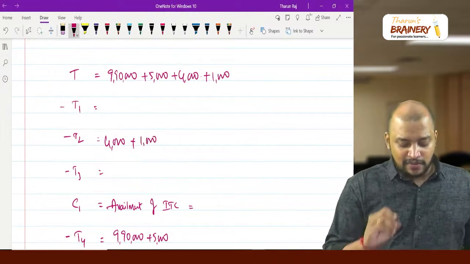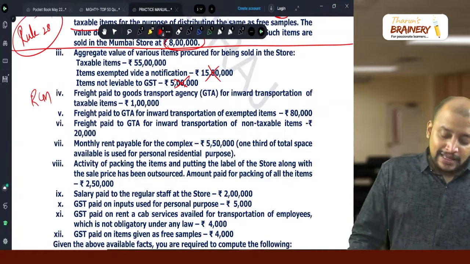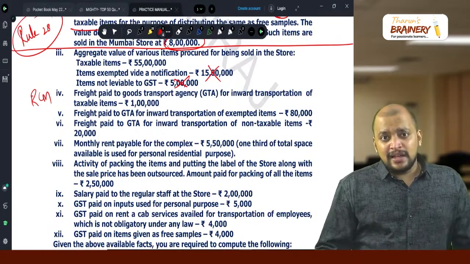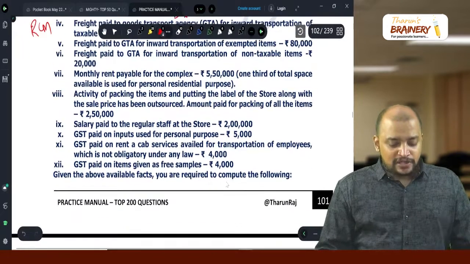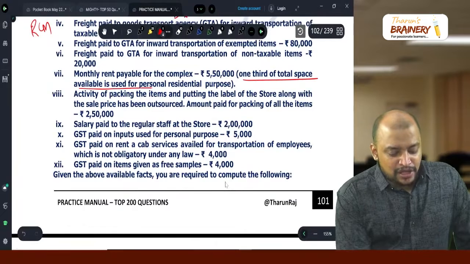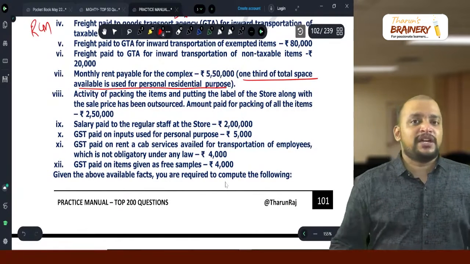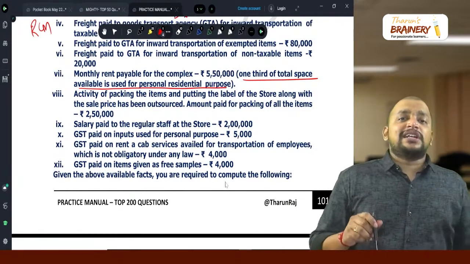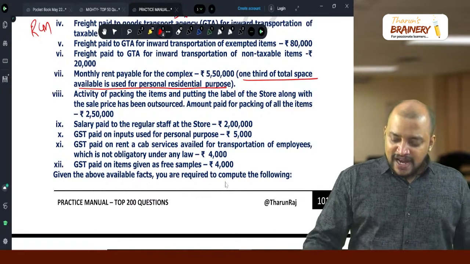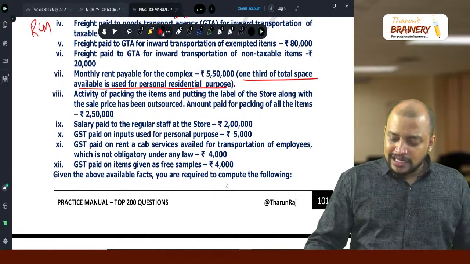So that will be coming in T2. Then thereafter, monthly rent payable for the complex. Monthly rent payable for the complex, how much? 5,50,000. 1/3 of the total space available is used for personal residential purpose. So 1/3, we know that it is used for non-business purpose. Okay. First, 5,50,000 into 18%.